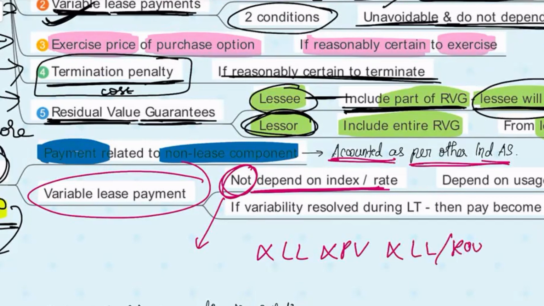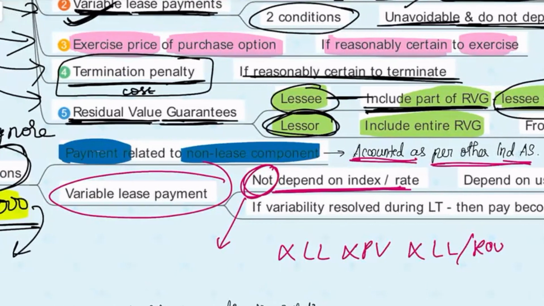Here, this variable lease payment, if you are making any: suppose the lessor has told us that you are running this Pani Puri shop very well. Seeing this kind of shop, he assumes that there will be a lot of sales. So he tells you that every year you have to give us 2% of the sales also as a variable lease payment. This is not in substance.